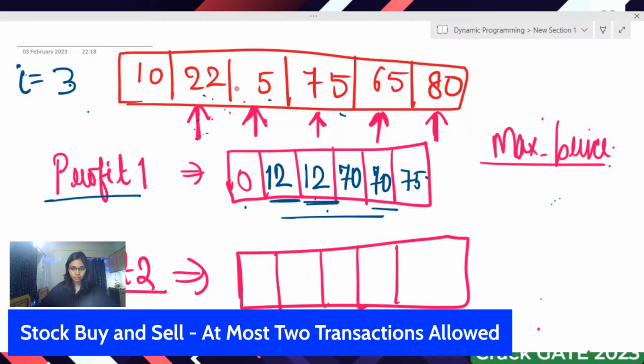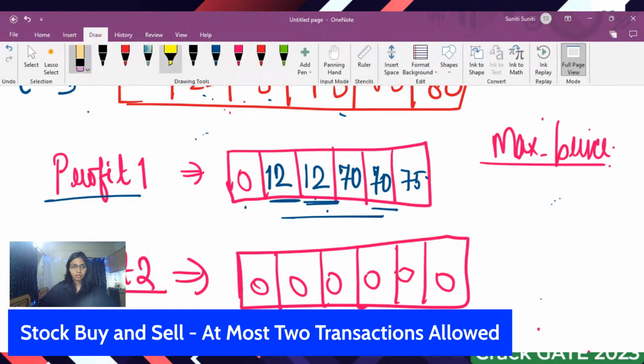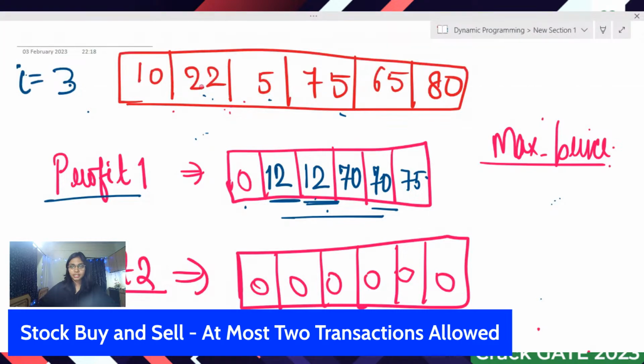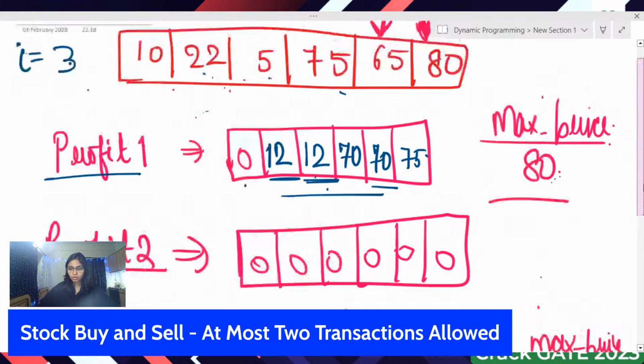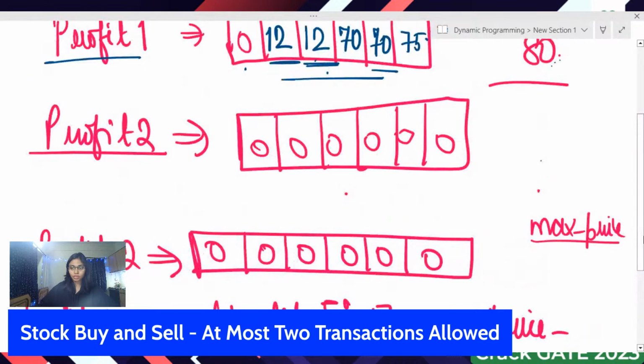1 2 3 4 5. Initially initialized with 0, and we are starting our traversal from the end. So let us say we will start our traversal from 65. Initially the max price is 80, right? This is 0. Now how you are going to update it is either the maximum of profit 2 at I plus 1 or max price minus price of I.